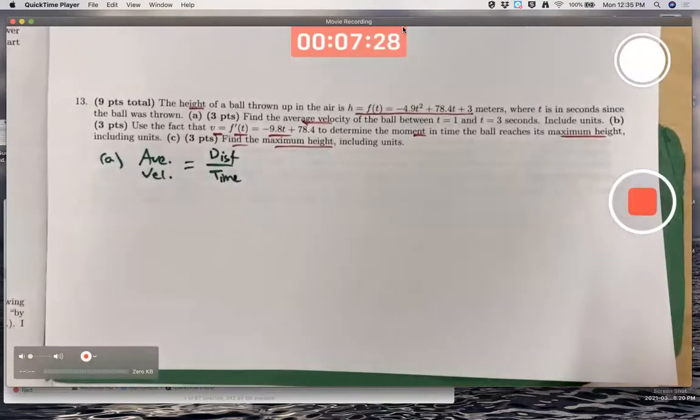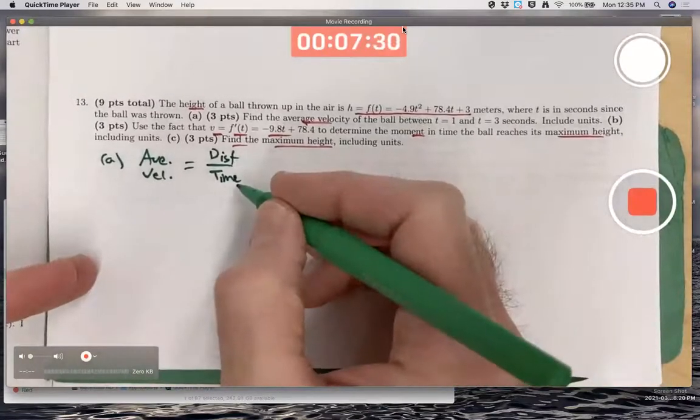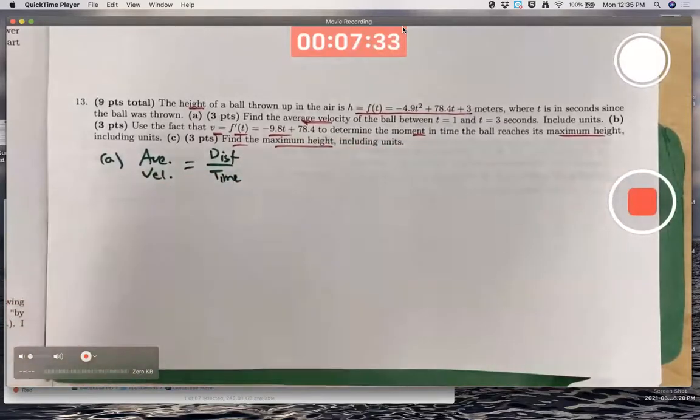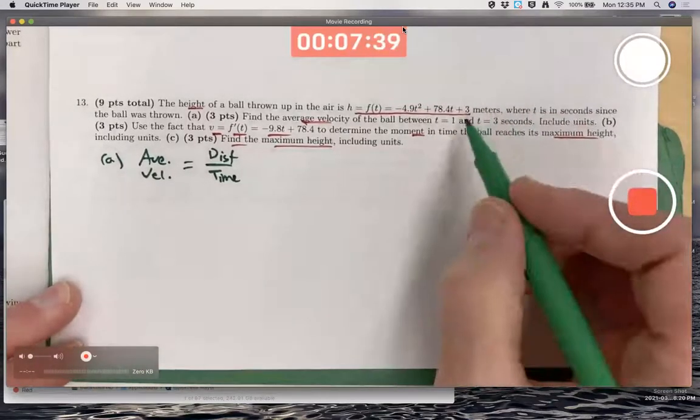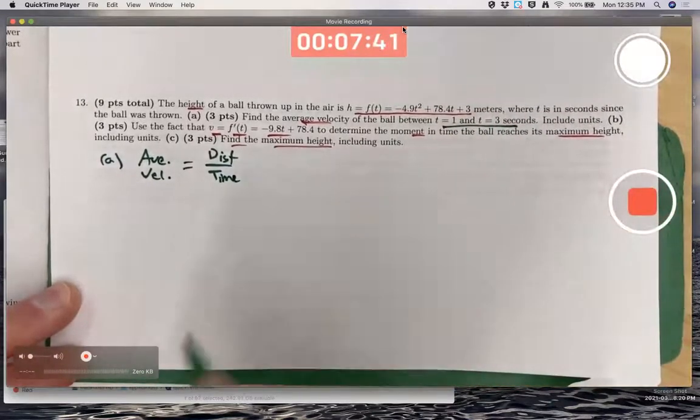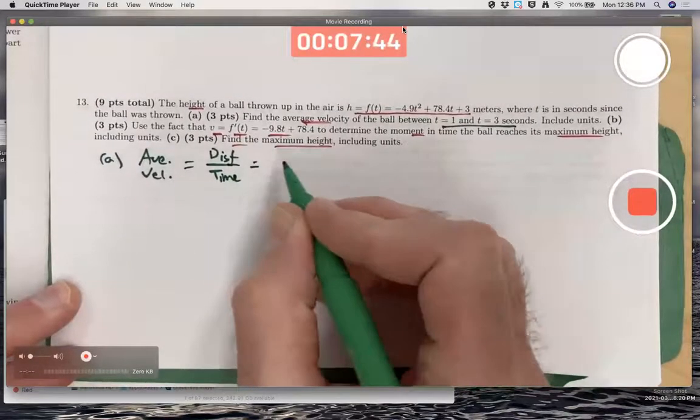Think about the units to help you as well. Distance is in meters, time is in seconds. You want your units for velocity to be in meters per second. And I am calling this a velocity, so it could be negative, though, since it's near the initial time, it's probably not. It's going up still, probably. Yeah, it will be going up. This is going to be a positive quantity.